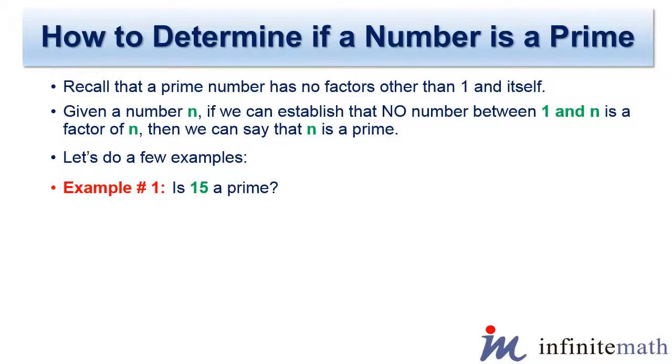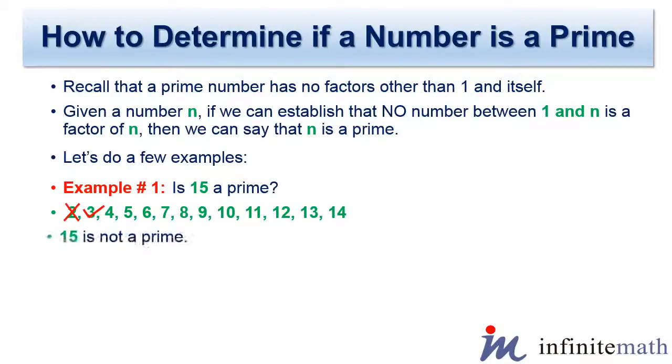Is 15 a prime? One way is to list all the numbers between 1 and 15 and check for each number if they are a factor of 15. Let's start from 2. 2 is not a factor of 15. 3 is a factor of 15 since 3 multiplied by 5 is equal to 15. Since we have found a factor of 15 other than 1 and 15, we'll say that 15 is not a prime. Let's do another example.